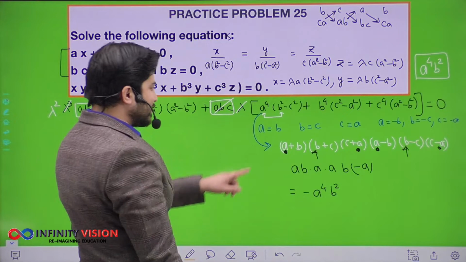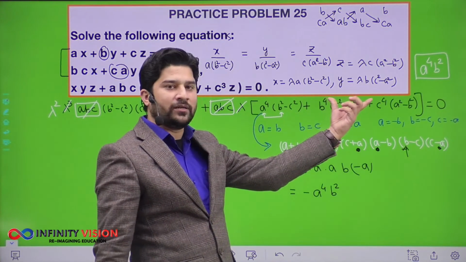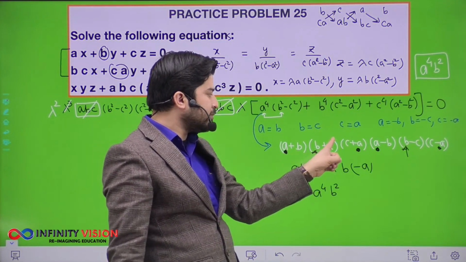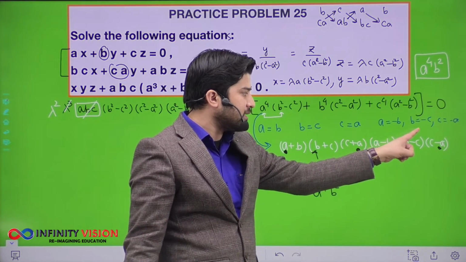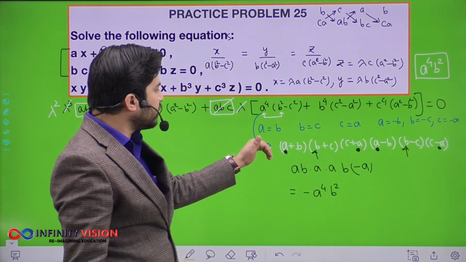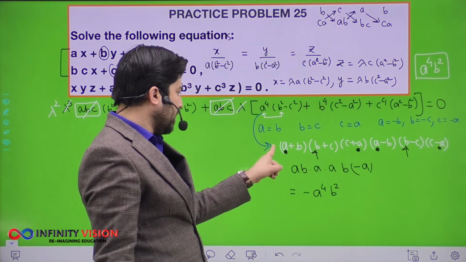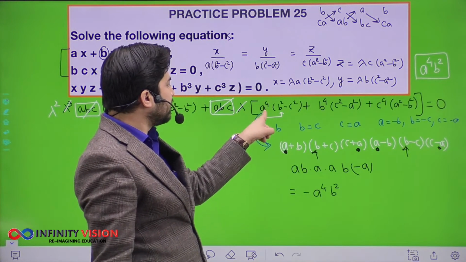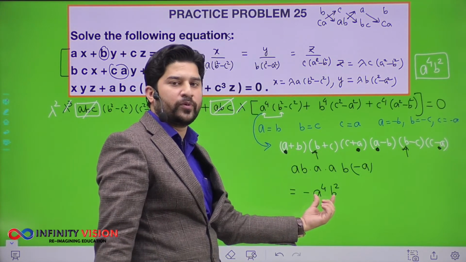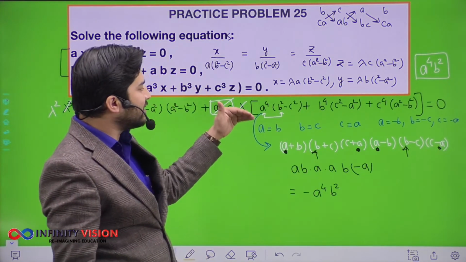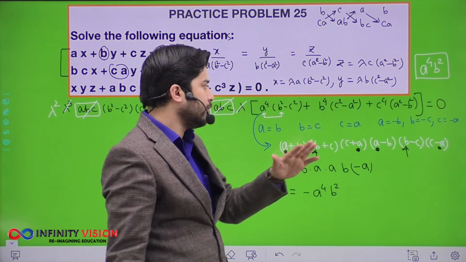What does it suggest? That okay, this expression can be factored into a plus b into b plus c into c plus a into a minus b into b minus c into c minus a, but you need to put a minus sign ahead of it, because the term here you got a to the power 4 b square and here you are getting minus a to the power 4 b square, and you would see that this is happening for each of the terms you are building.